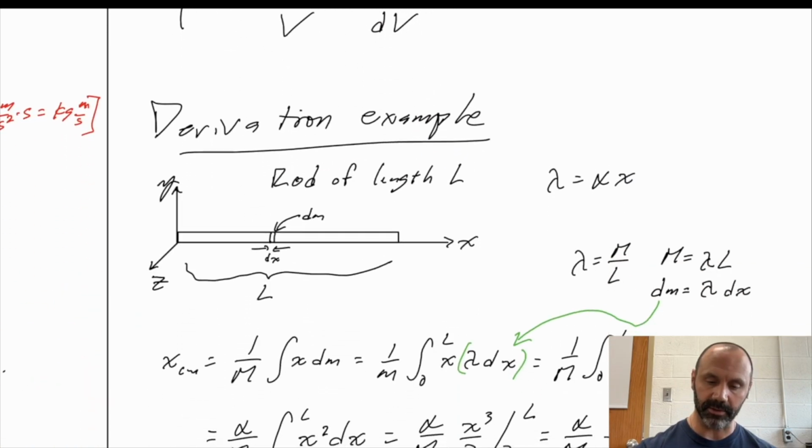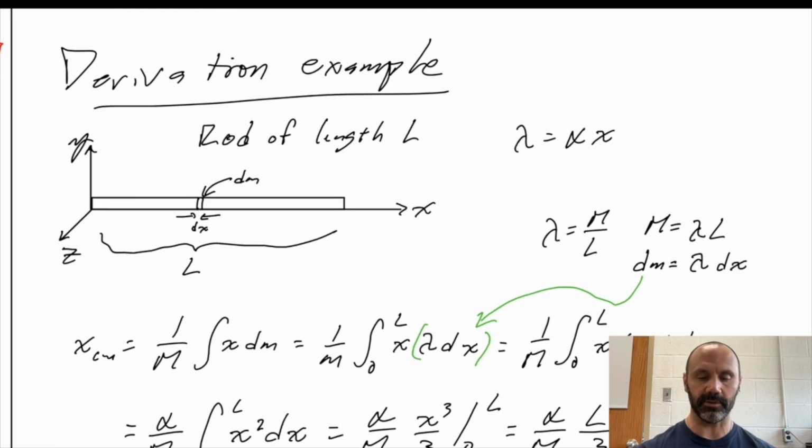Okay, so here's a derivation example. Imagine that there's a rod of length L, and the linear mass distribution is given by the function lambda equals alpha x, right? Lambda is linear mass density. And alpha is some constant and x is just the location, right? So how would you know what the linear mass density is here? Well, alpha, whatever alpha is, times whatever its x coordinate is.